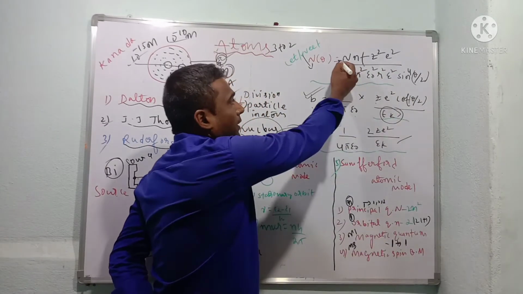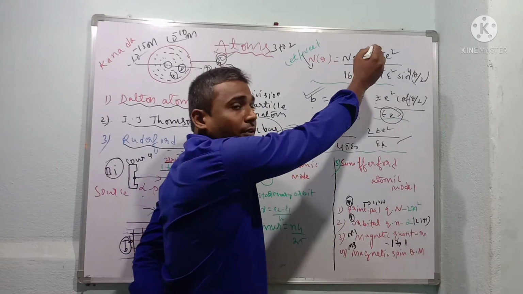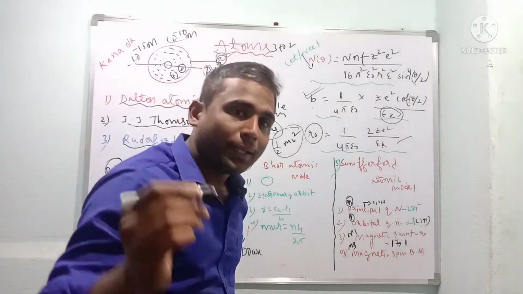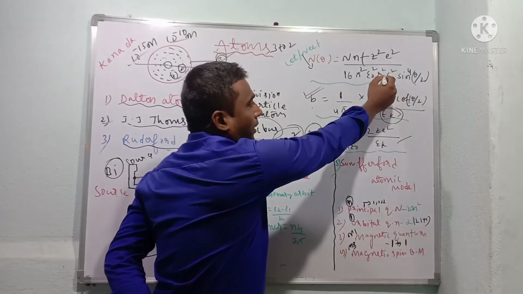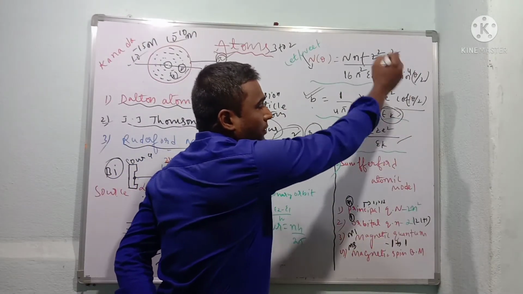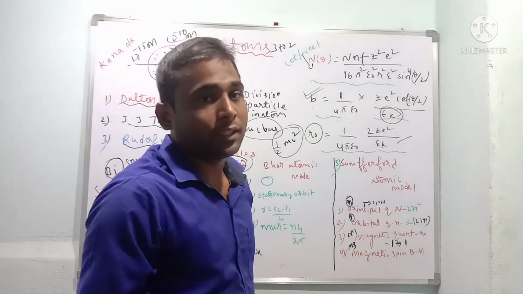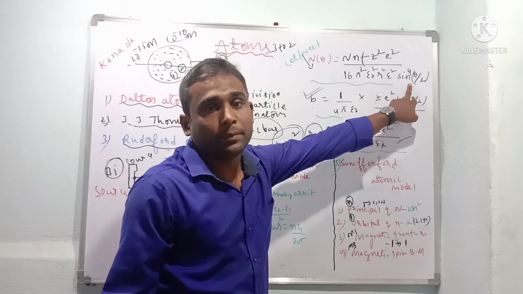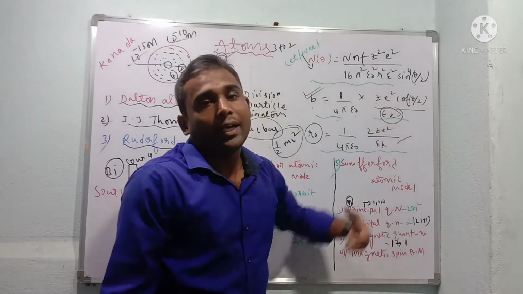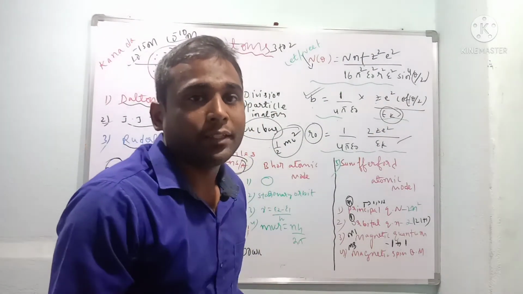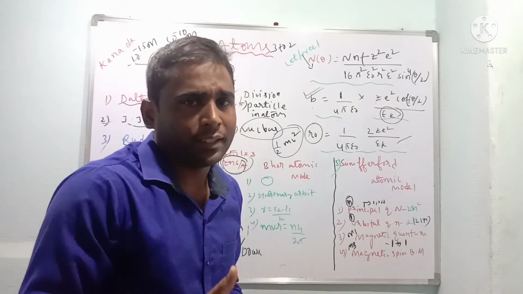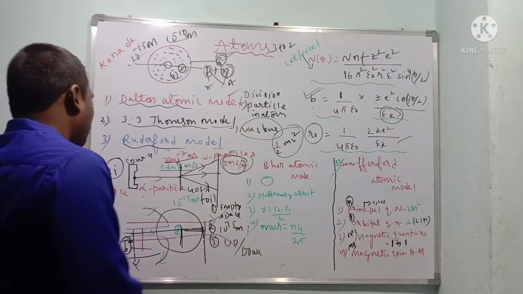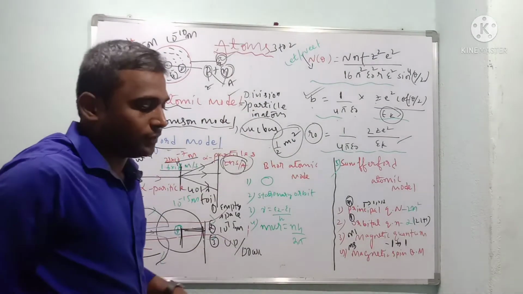So it is nothing but capital N, small n, T, Z squared, E squared divided by 16 pi squared, epsilon naught squared, R squared, E squared into sin to the power of 4 theta by 2. So this is inversely proportional to sin to the power of 4 theta by 2 and directly proportional to cosine to the power of 4 theta by 2, because sine and cosine are inversely related. So this is all about Rutherford alpha scattering.